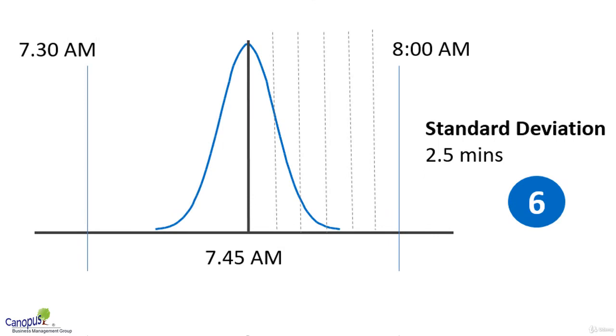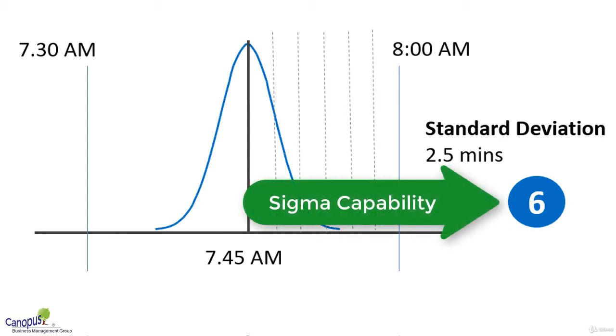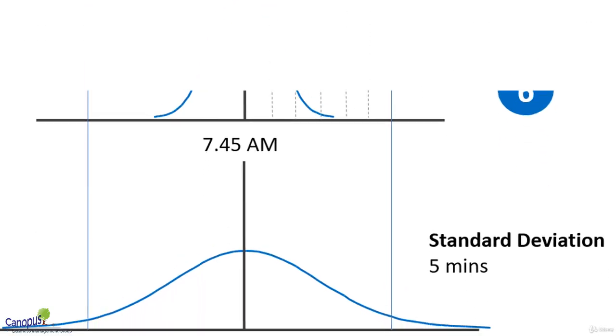Similarly, I will be able to pack 6 standard deviations on the lower side as well. That is between 7:30 and 7:45. This is what we call as 6 sigma. If I am able to pack 6 standard deviations between what the customer wants and my center, that is called as 6 sigma process. This 6 here is called as sigma capability. While sigma itself is standard deviation, the number 6 that you see is nothing but the sigma capability of the process.